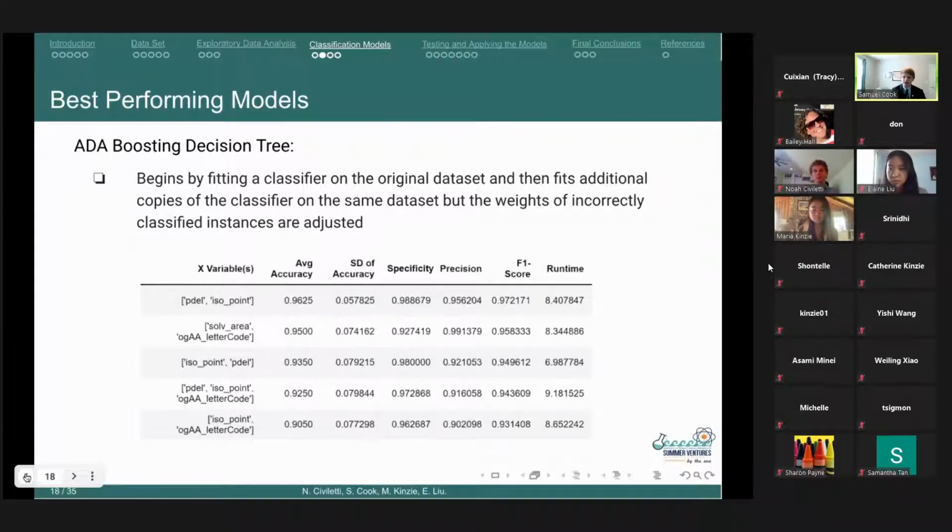It's adaptive boosting, meaning it works by learning from its mistakes. So it will try to classify the data, fit the data to the classifier, and then it will weigh the incorrect guesses or the incorrect predictions and adjust for its mistakes so that the next time it goes, it'll be less likely to make the same mistakes as last time. And as you can see here, it had around an average accuracy of 96% and an F1 score of 97%, using p-del and isopoint. So we can really see that those are some strong predictors.